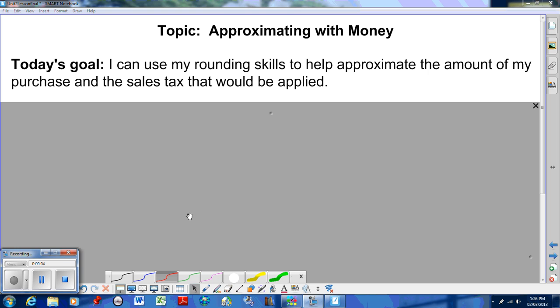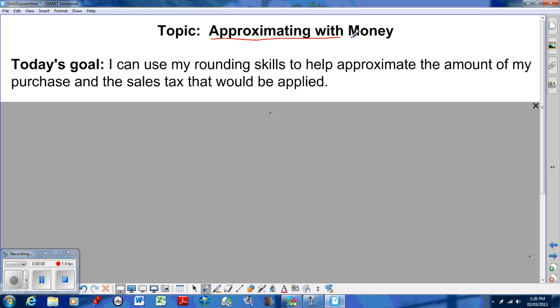Today we are looking at approximating with money. So very often when you're making a purchase, you don't have a calculator with you, obviously. So what we do is we try to do an approximation so you can guess at how much it's going to be when you get to the till when you got to pay.